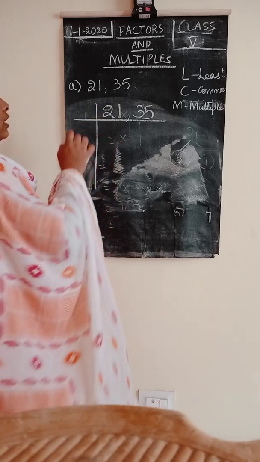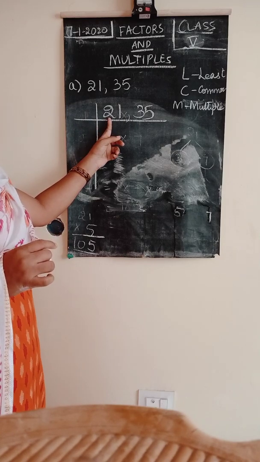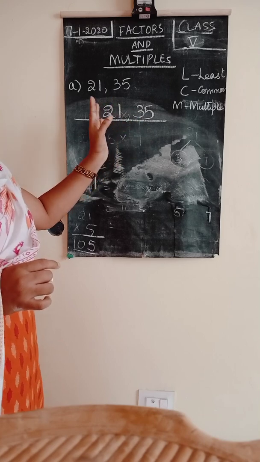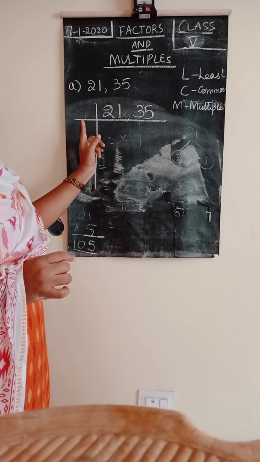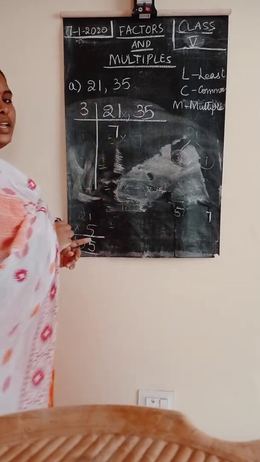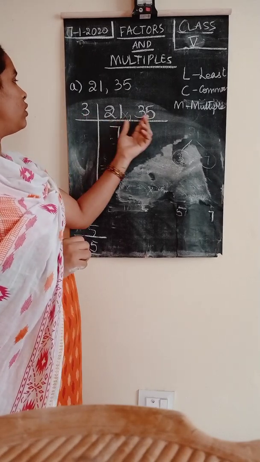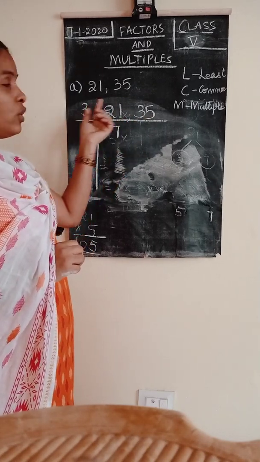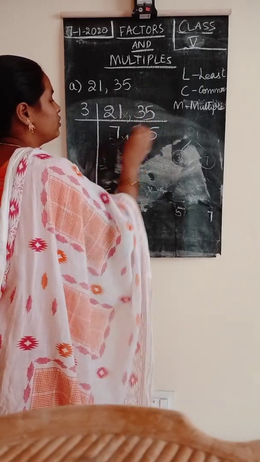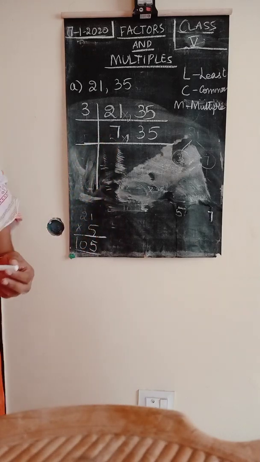Next 3. Does 21 go in the 3 table? Yes. 3 sevens are 21. But 35 doesn't, and even if it doesn't, we must use the 3 table. 3 sevens are 21. 35 will not go in the 3 table, so bring down this 35, comma 35. Now, what is the next prime number?